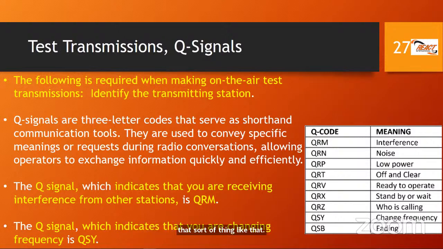What you need to ensure is whatever test you're performing, that you identify your call sign. So that's an exam question. The following is required when making on-the-air test transmissions. Identify the transmitting station. What that means is that you state your call sign. So for example, I'll say, this is 9 Yankee 4 Romeo testing, for example.